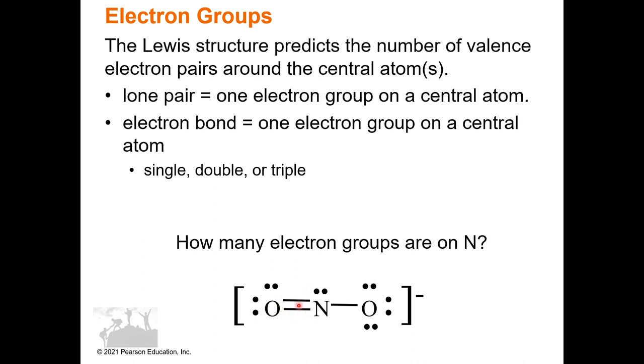Even though this is a double bond, you're counting it as one electron group. So think about what you're saying. This is one electron pair, not pairs, it's one pair. This is one single bond, and this is one double bond, not double bonds. So if you have one double bond or one triple bond, those are each considered one electron group.